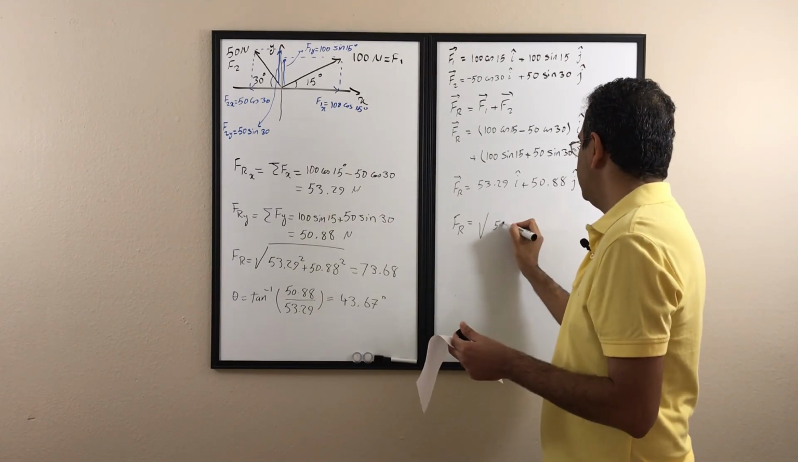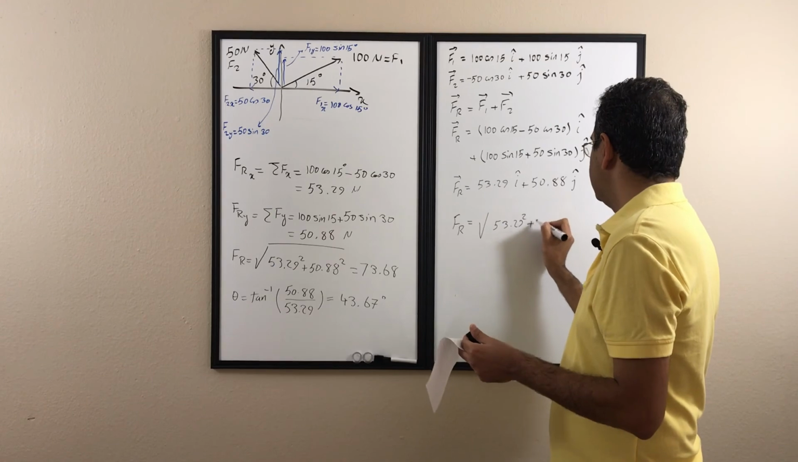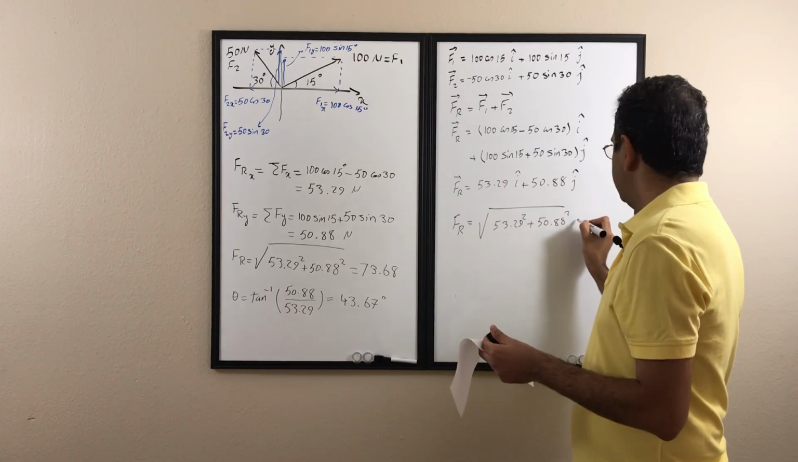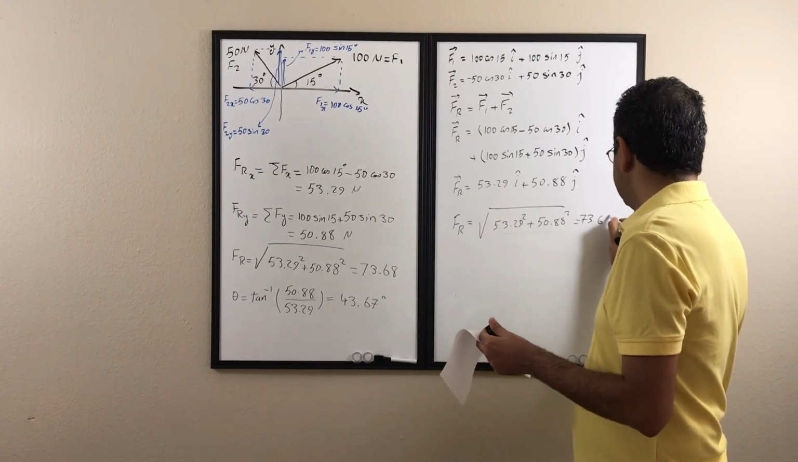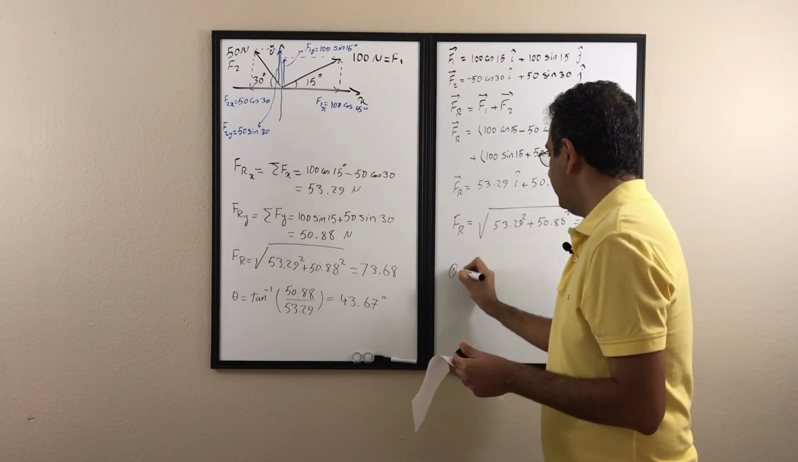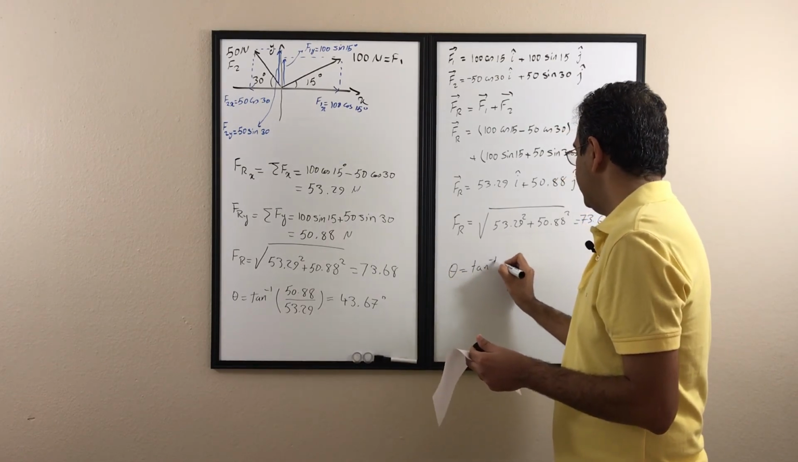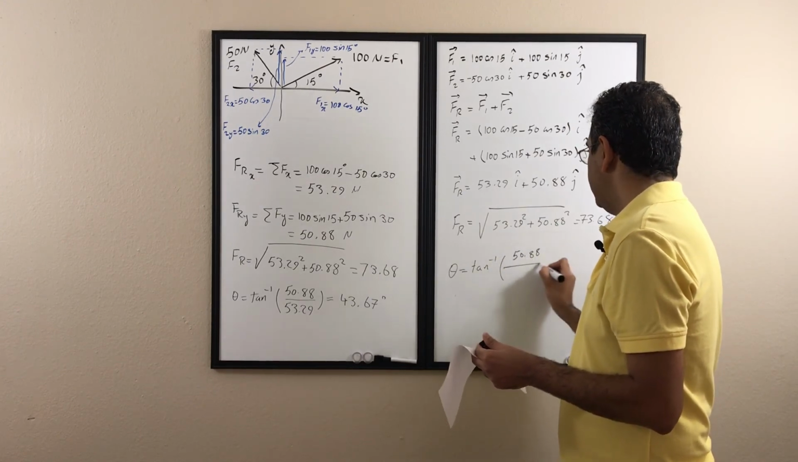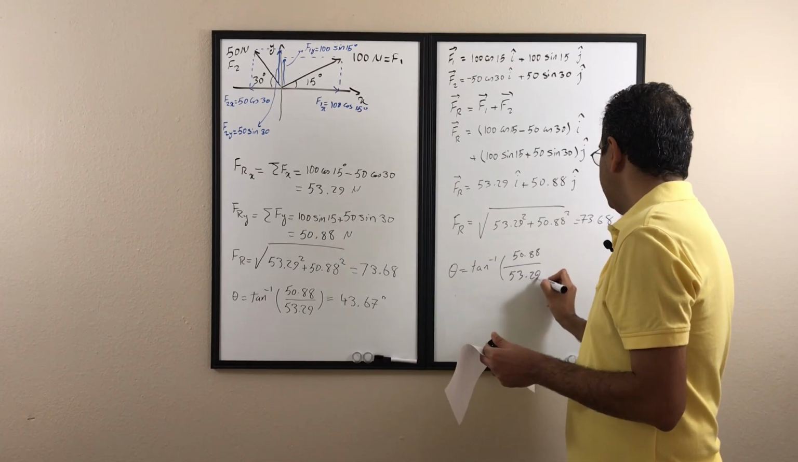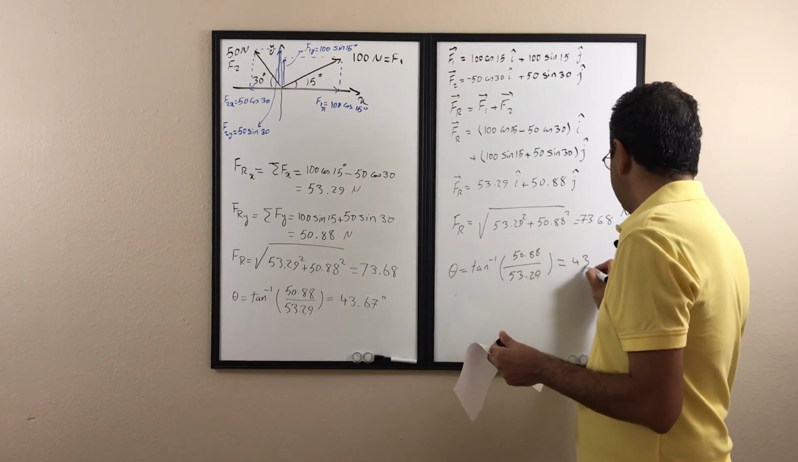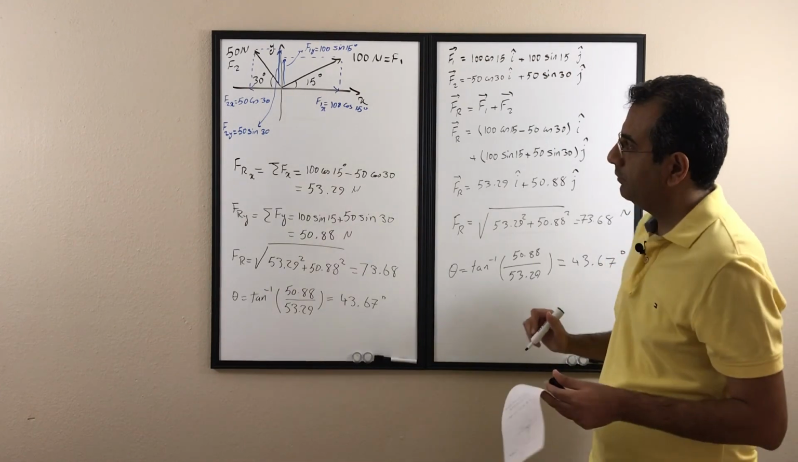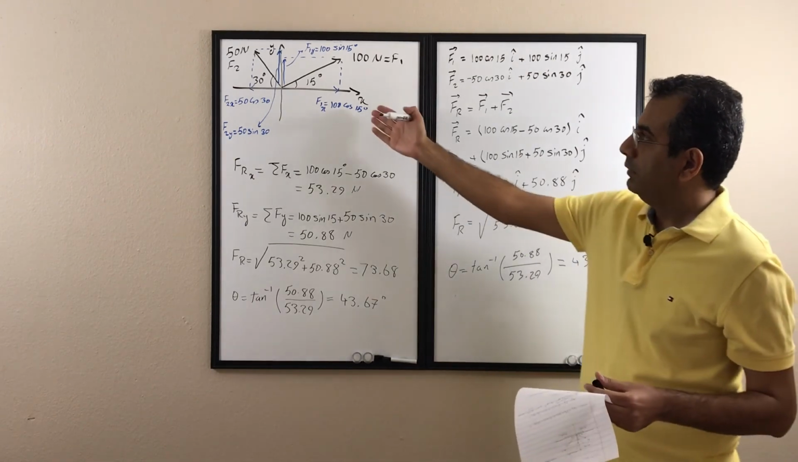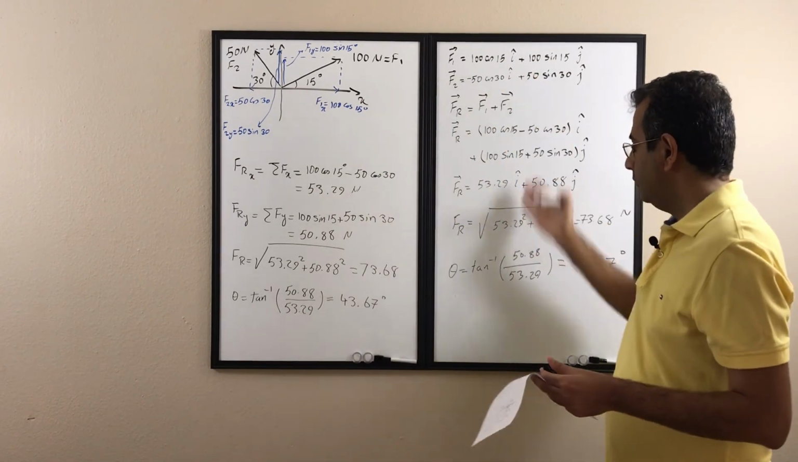And if we need the magnitude of the vector, that's squaring each component and then taking the square root. So it's going to be 53.29 squared plus 50.88 squared, which is going to be 73.68 Newton. And the same for theta, it is tangent inverse of 50.88 over 53.29, which gives us 43.67 degrees.